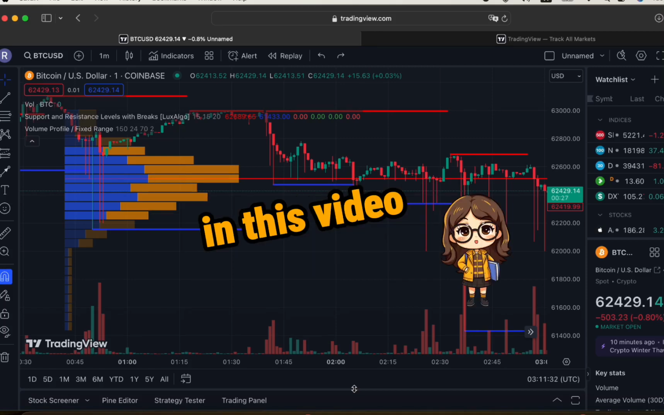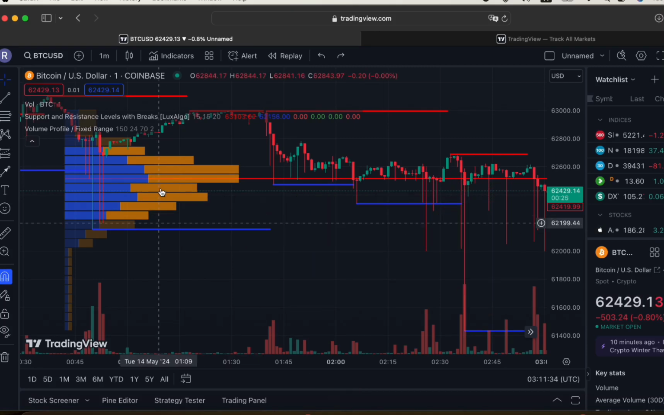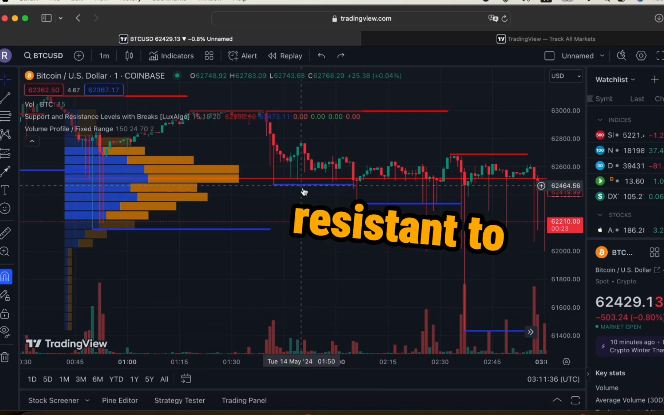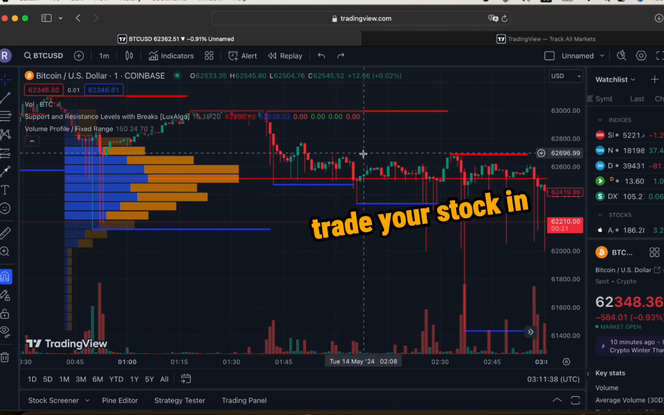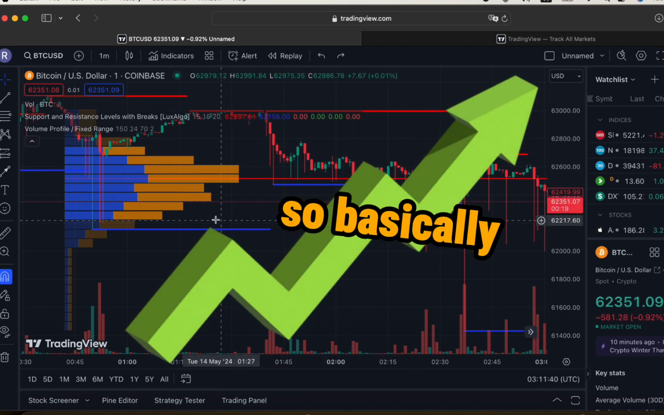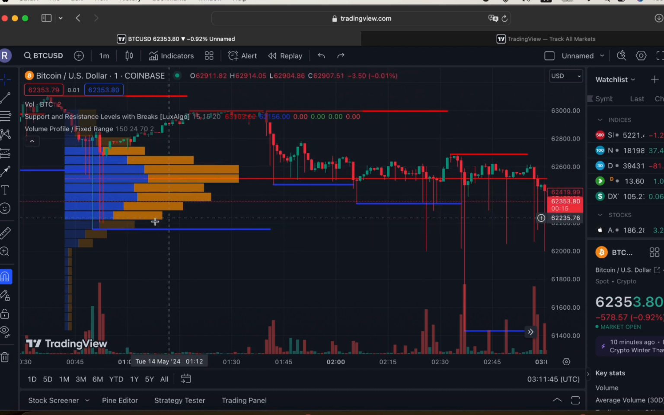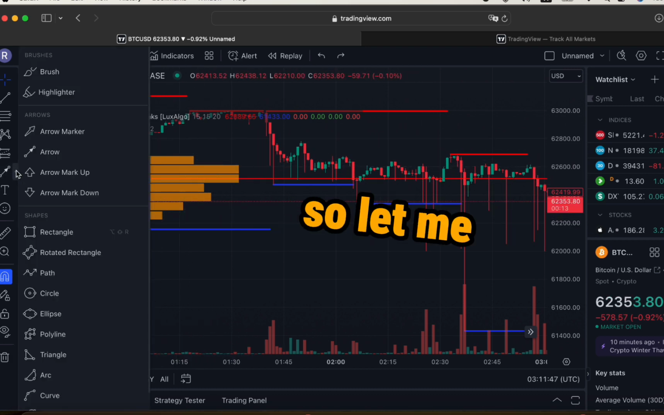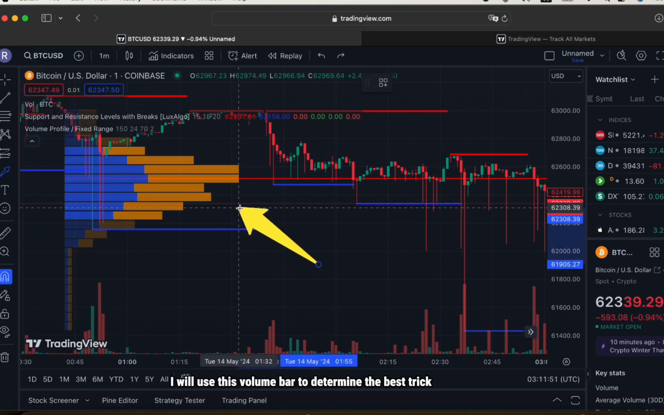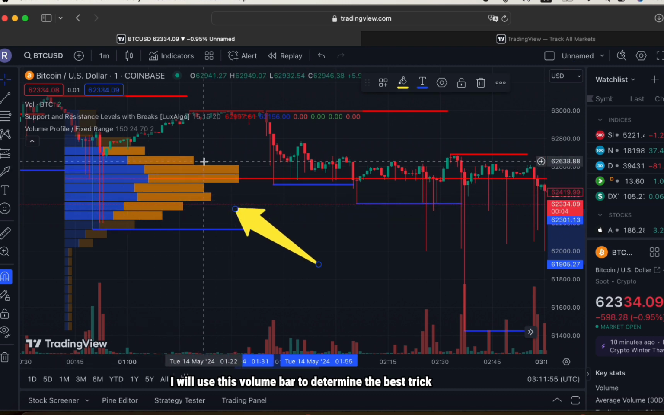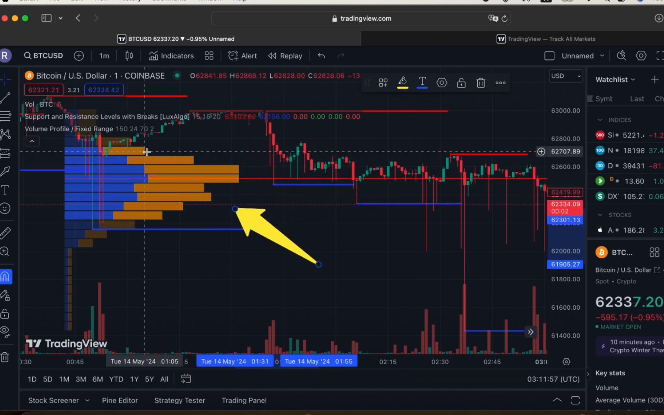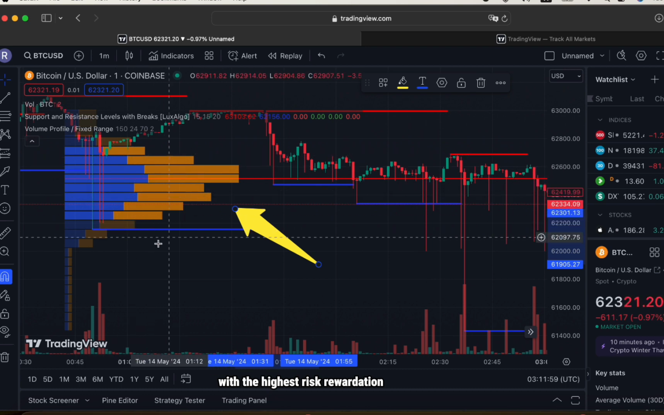Hey guys, in this video I'm going to teach you how to use volume profile and support resistance to trade your stock in TradingView. Basically, we'll use the volume profile to determine the support and resistance. So let me show you. Later I will use this volume bar to determine the best trade with the highest risk reward ratio.